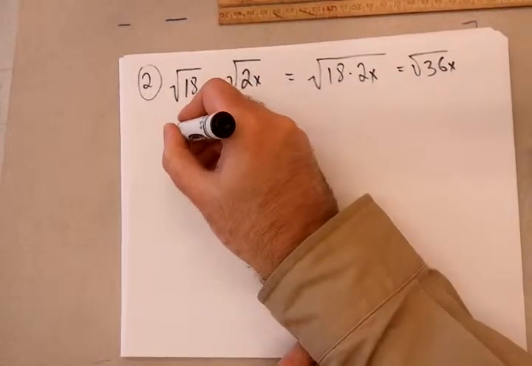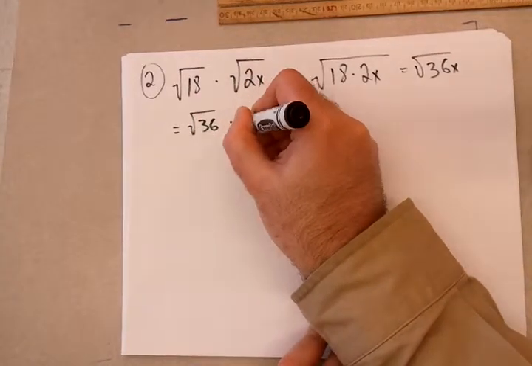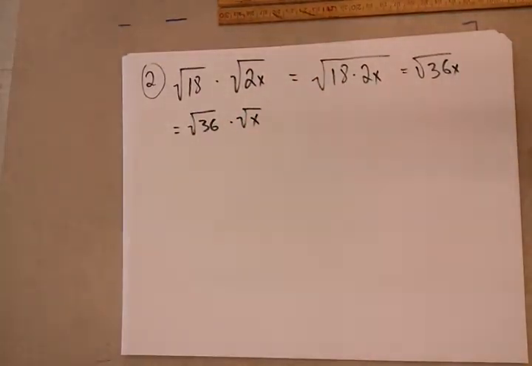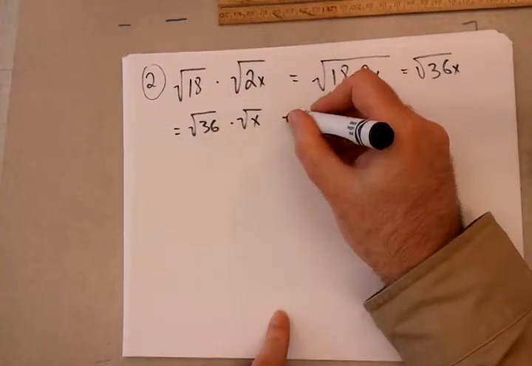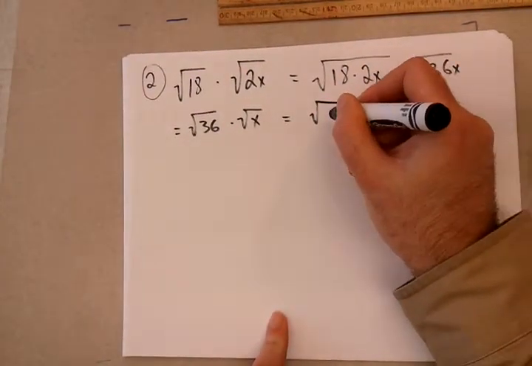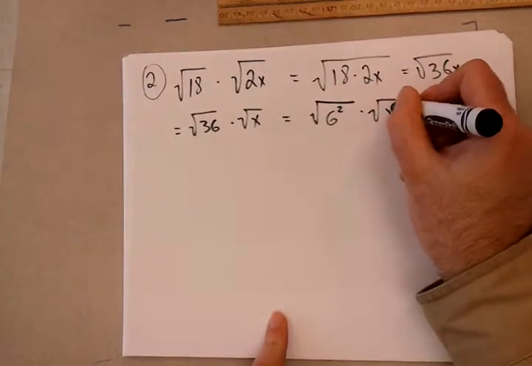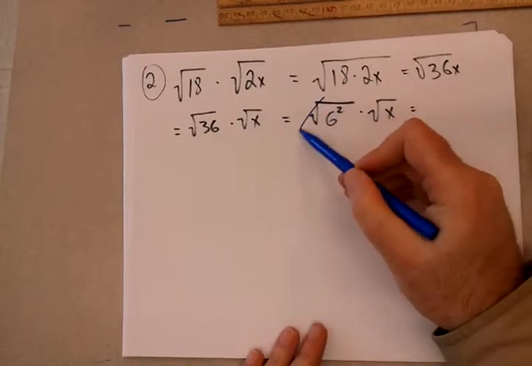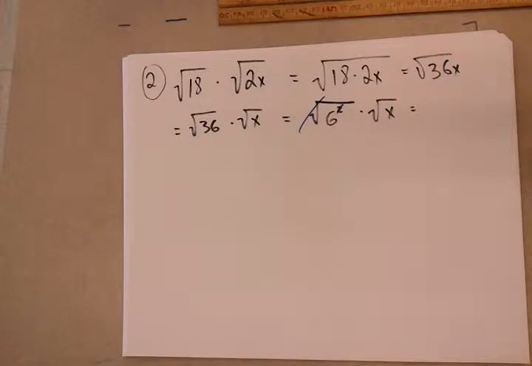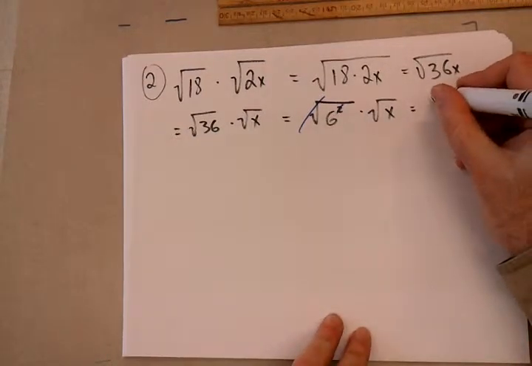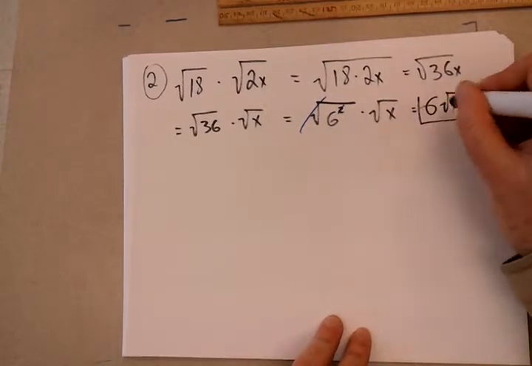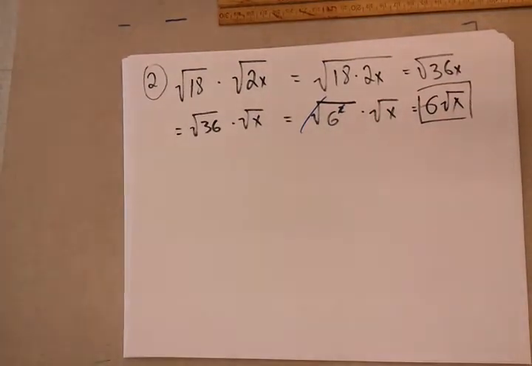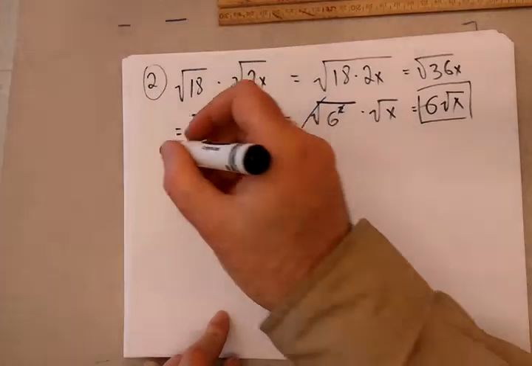I'm going to separate the constant and the variable. Not much I can do with the root x, so that's just going to stay that way. But the 36, I can break it down into 6 squared. And once again, I can cancel out square root and a power of 2. And when I do that, I end up with 6 root x. That's the answer, 6 times the root x. So that was 2. Let's go ahead and do 3.